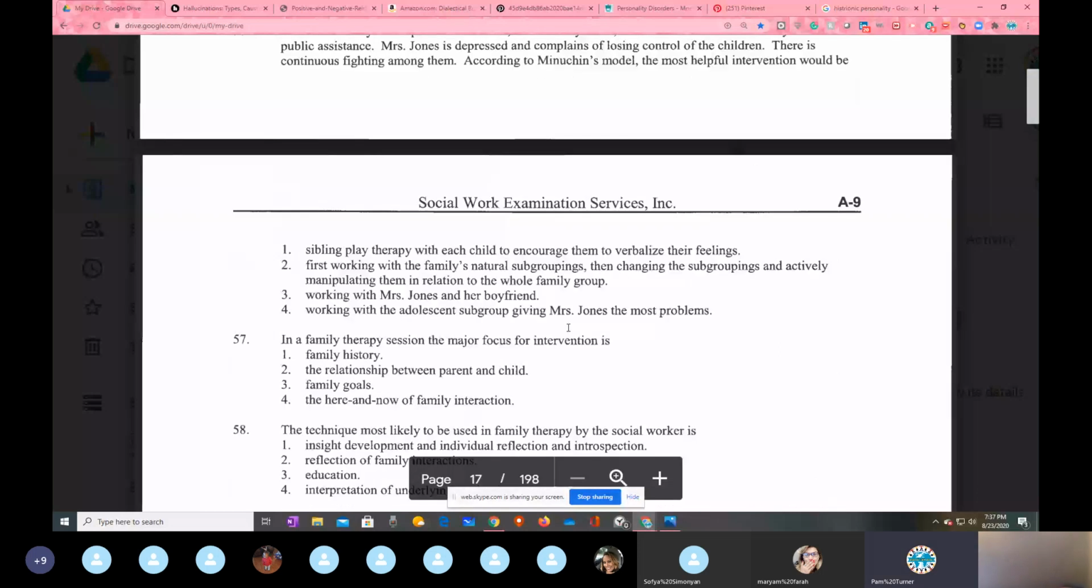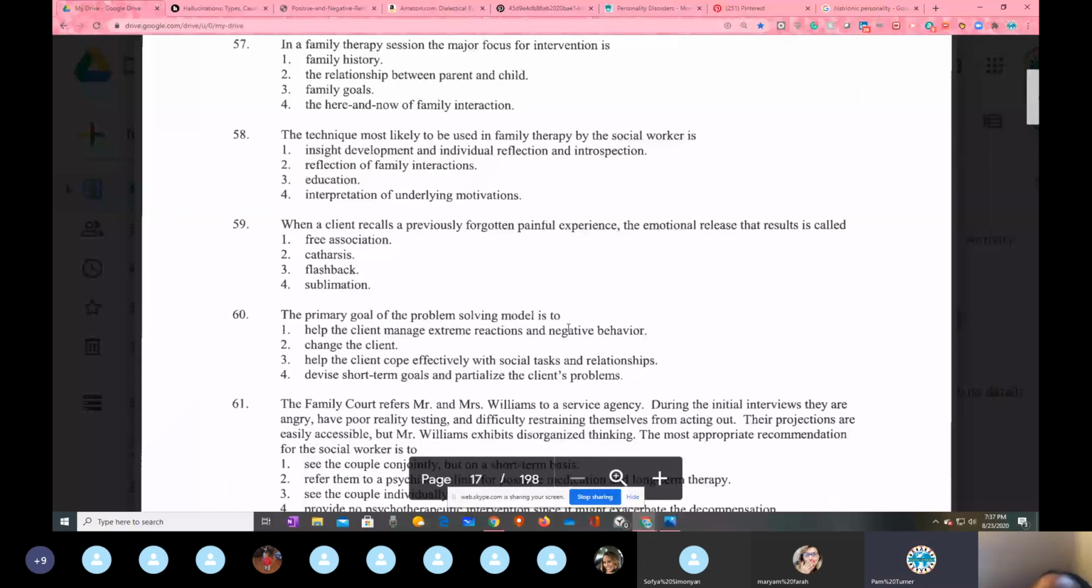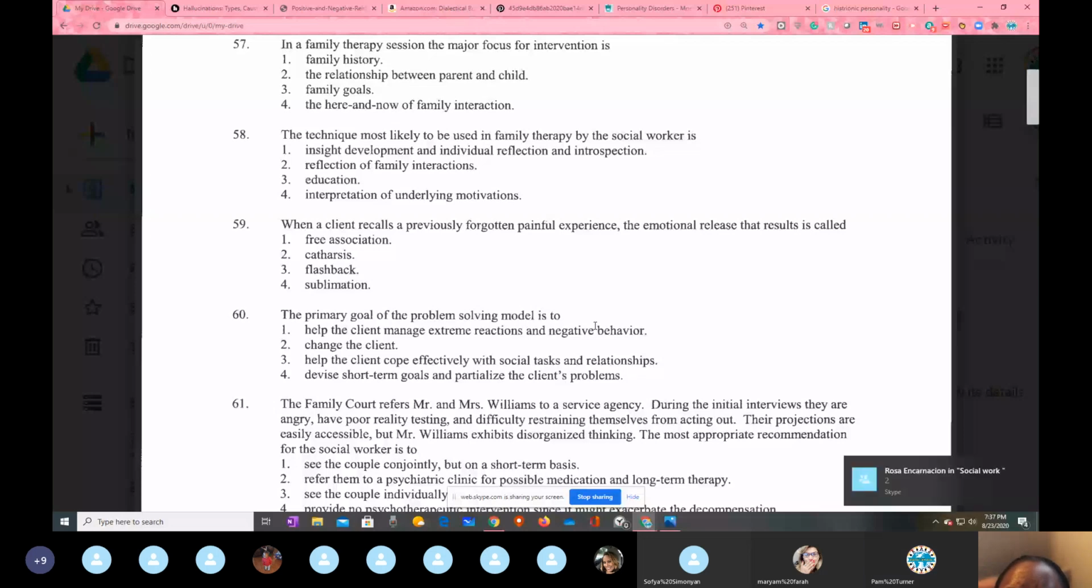Let's look at 59. Again, that's just a recall question. That's one of my good Freudian questions. When a client recalls a previously forgotten painful experience, the emotional release that results is called what? What is that called? You got it. I'm letting go of that emotion I've held together for so long. And I got to let it go. That's definitely catharsis.